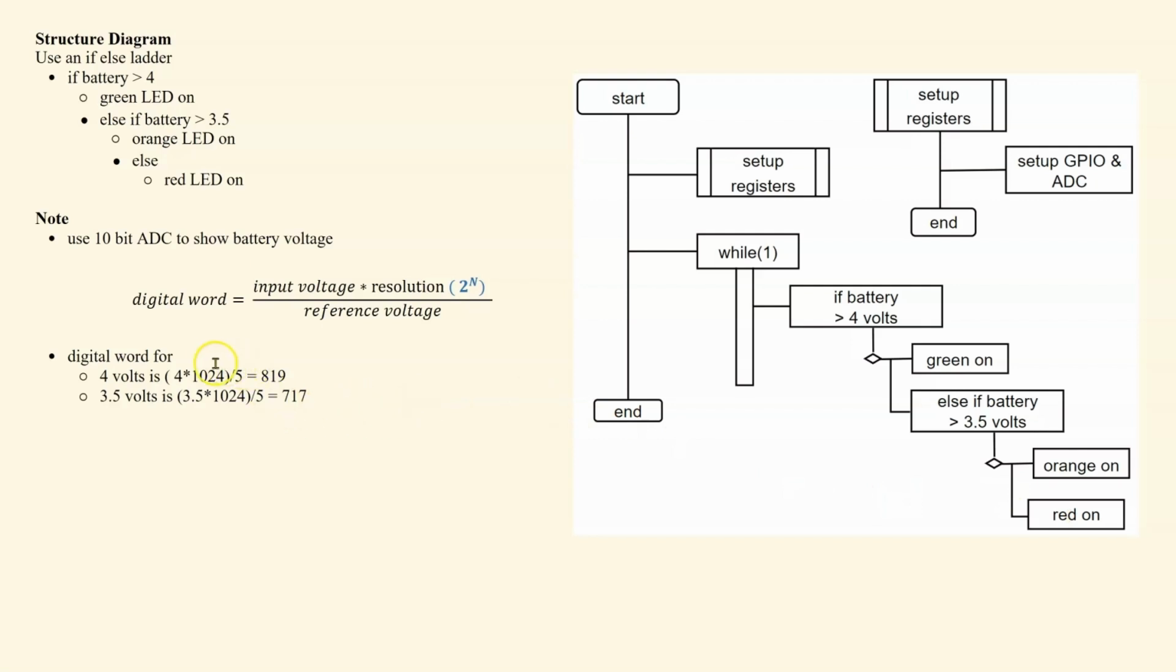Also, I'm trying to work out what 4 volts is for the ADCW. It's 819, and 3.5 is 717. So now pause the video and see if you can write the C code. So pause the video now.